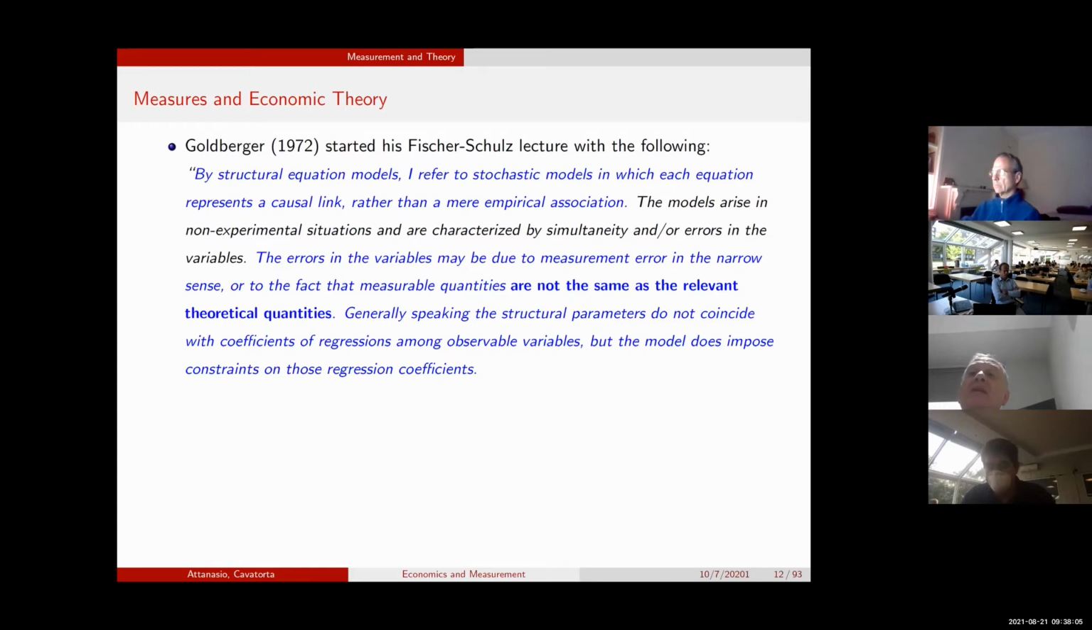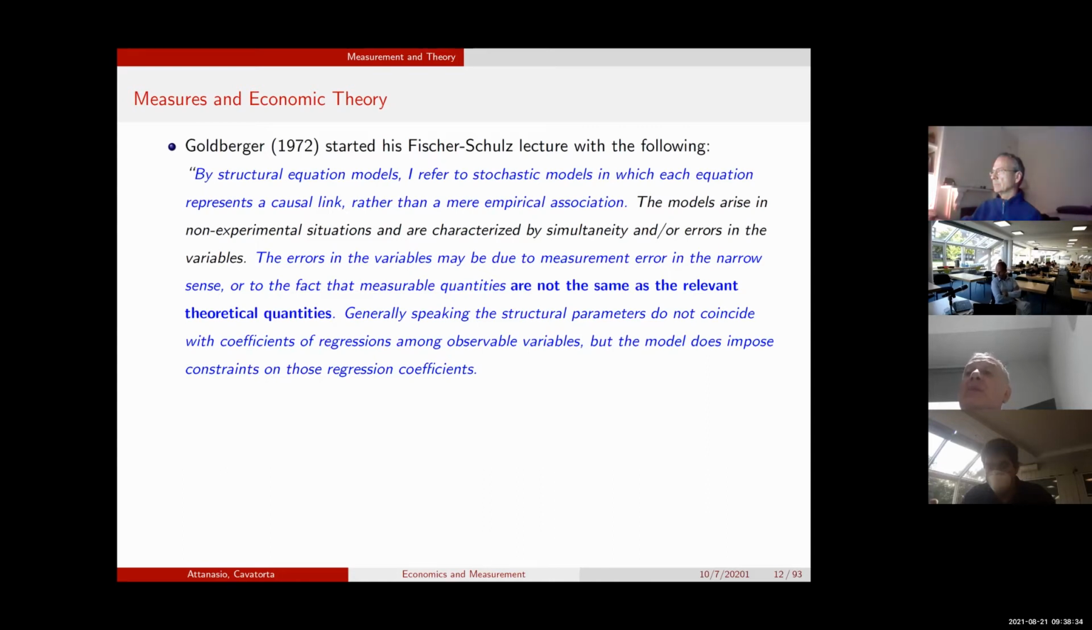And the models arise in all experimental situations and are characterized by simultaneity and/or errors in the variables. The error in the variables might be due to measurement error in the narrow sense, just a mistake in answering the question, in transcribing the answer. Also, the fact that these measurable quantities are not the same as the relevant theoretical quantities.